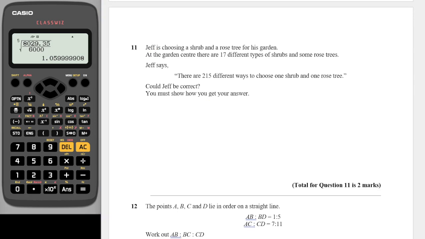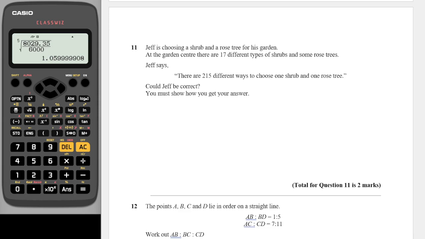Question 11. Jeff is choosing a shrub and a rose tree for his garden. At the garden centre there are 17 different types of shrubs and some rose trees. Jeff says there are 215 different ways to choose one shrub and one rose tree. Could Jeff be correct? You must show how you got your answer.